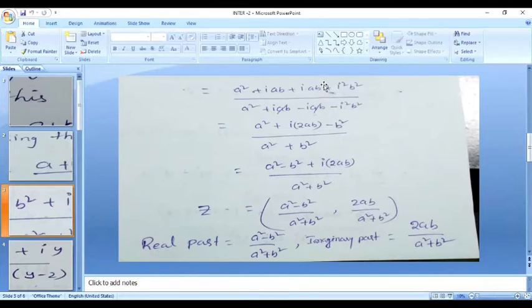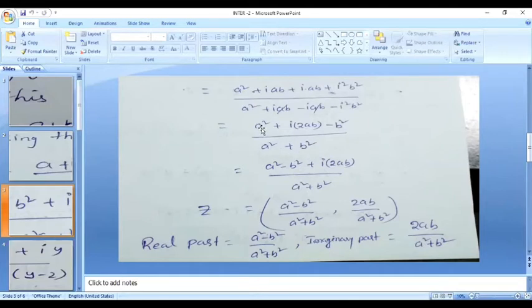Here iab plus iab means 2iab, that is i into 2ab. a square as it is, plus i square, whose value you know is minus 1, so minus b square. Now plus iab and minus iab cancel in the denominator, and the remaining terms are a square. Next, minus i square value is minus 1, then minus i square is plus 1. That means plus 1 into b square is b square.